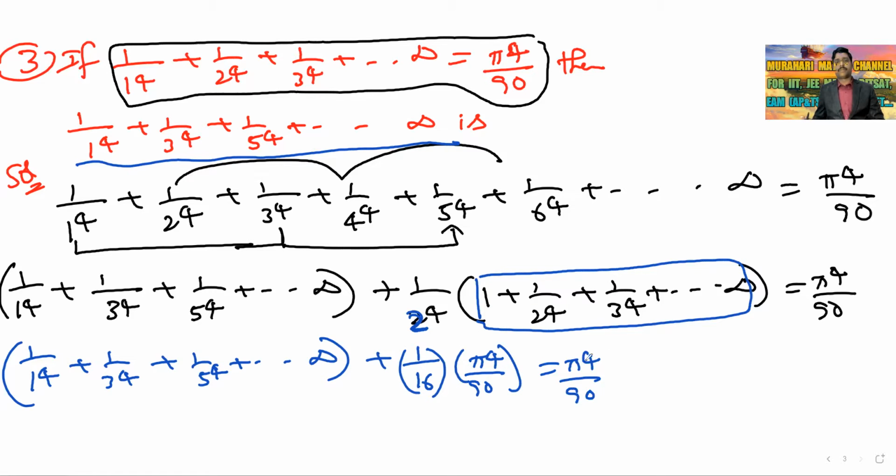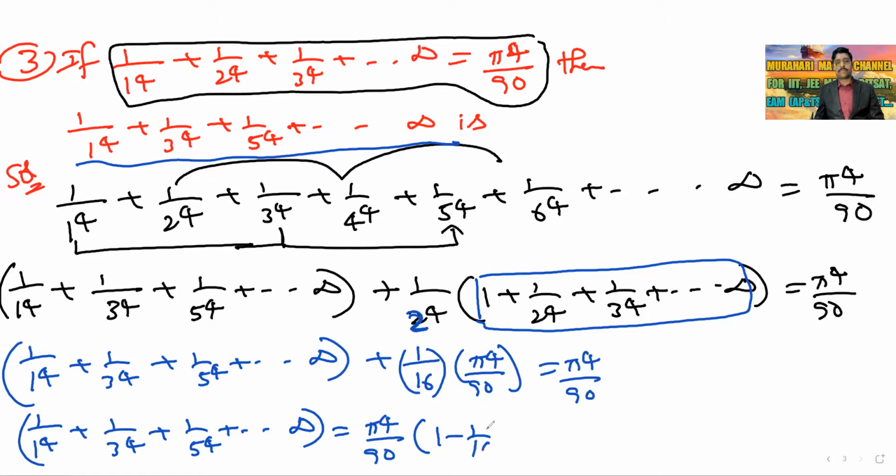This positive value, bring to the right side. So what is required? 1 by 1 to the power 4 plus 1 by 3 to the power 4 plus 1 by 5 to the power 4 and so on to infinity equals pi to the power 4 by 90, take out common, 1 minus 1 by 16. So pi to the power 4 by 90 into the value 15 by 16. 15 1 day, 15 4 they get cancelled. With 15 6 they get cancelled. So pi to the power 4 by 96.